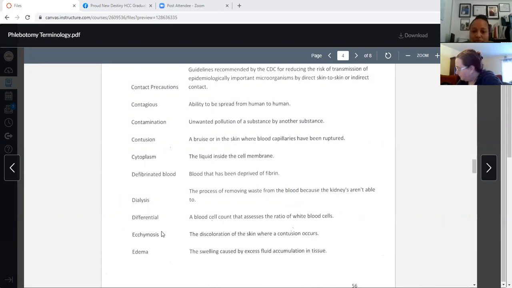Differential, a blood cell count that assesses the ratio of white blood cells. Now, differential is part of what test? The CBC. Yes, good job. Yep, that's part of the CBC. So highlight differential. You don't want to forget that one. It's a blood cell count that assesses the ratio of white blood cells.